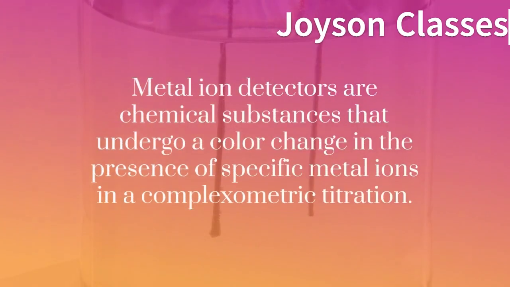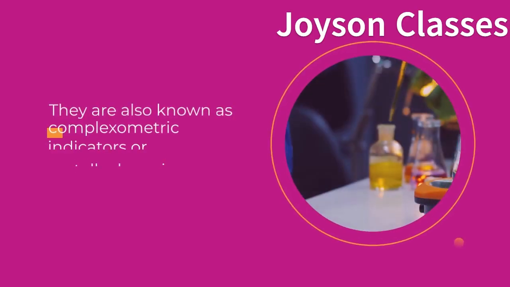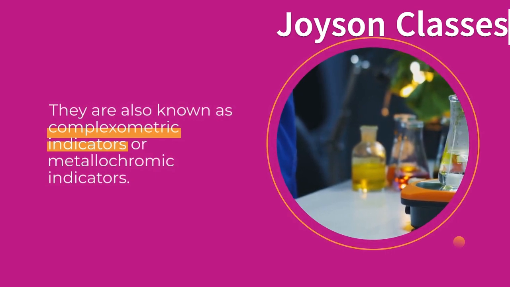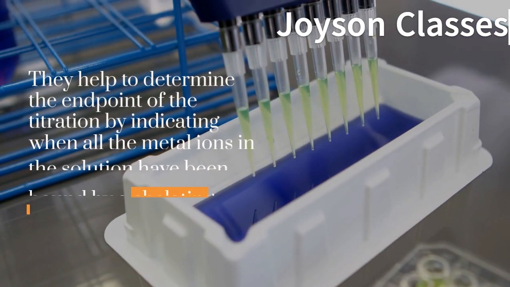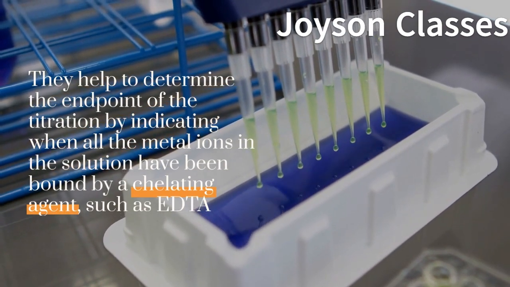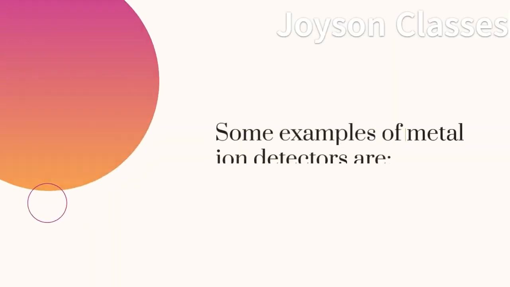Metal ion detectors are chemical substances that undergo a color change in the presence of specific metal ions in a complexometric titration. They are also known as complexometric indicators or metallochromic indicators. They help to determine the endpoint of the titration by indicating when all the metal ions in the solution have been bound by a chelating agent, such as EDTA.